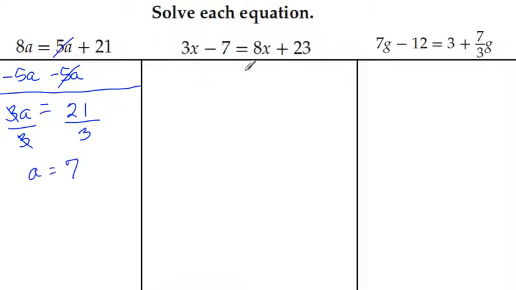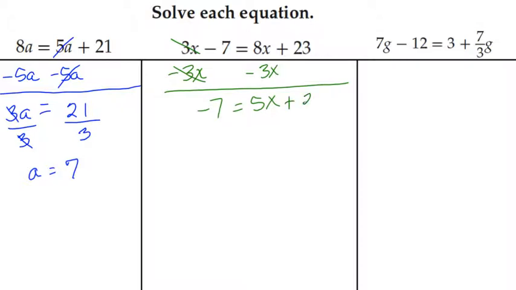In the middle, we have variables on both sides. I would start by getting my variables together. So I'm going to subtract 3x from both sides. The 3x's drop. Okay, they add to 0. I still have this minus 7. And then bring down your equal sign. 8x minus 3x is 5x. And we still have a plus 23 over here.